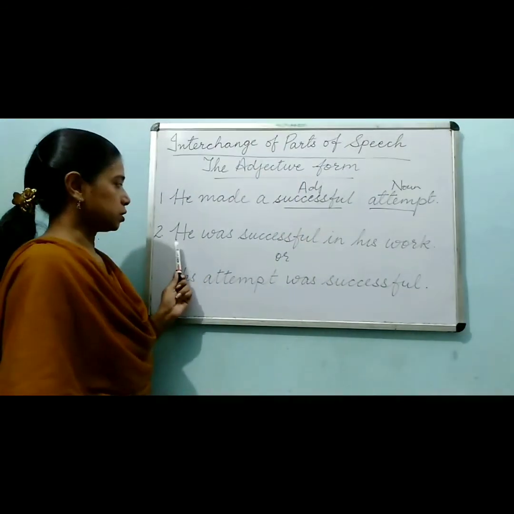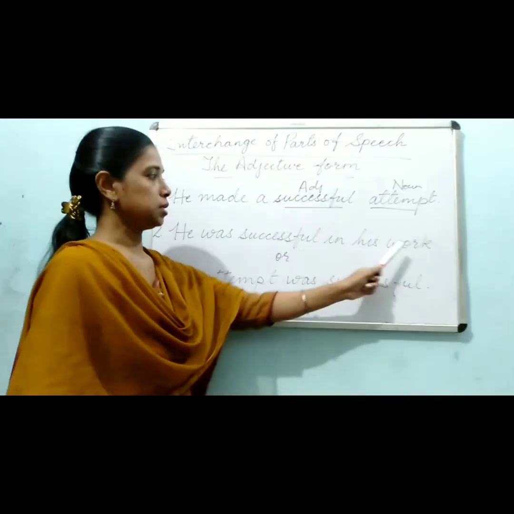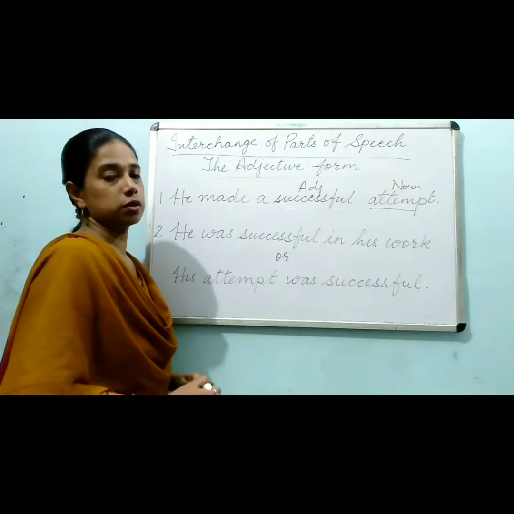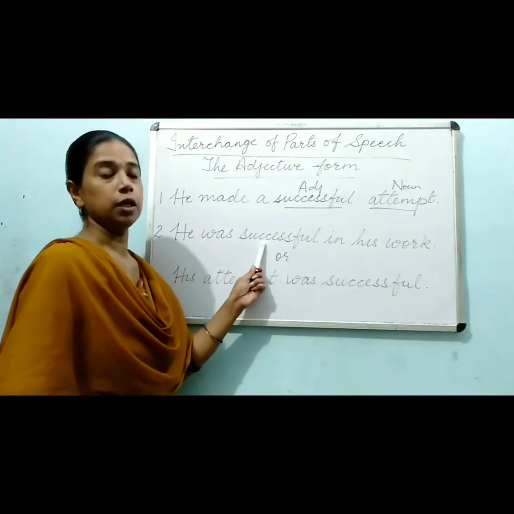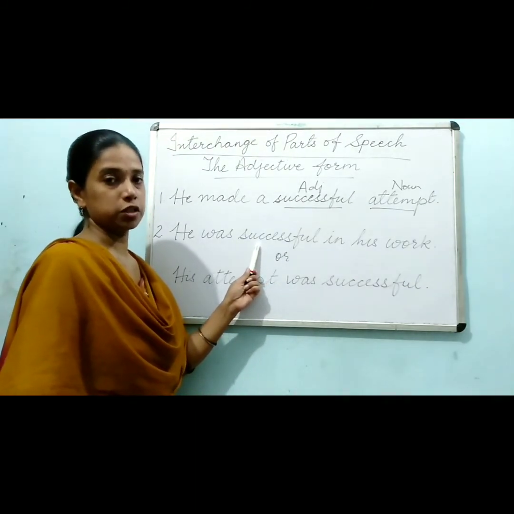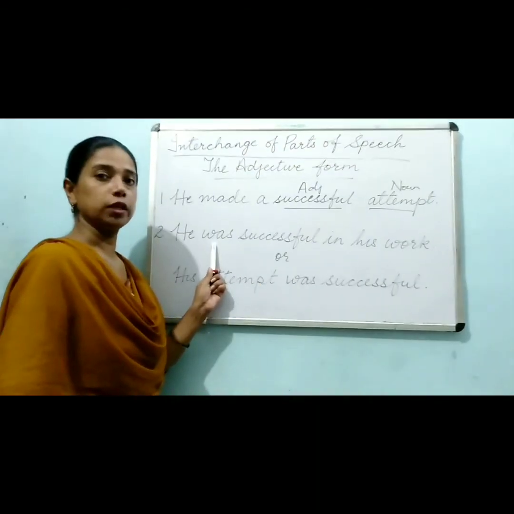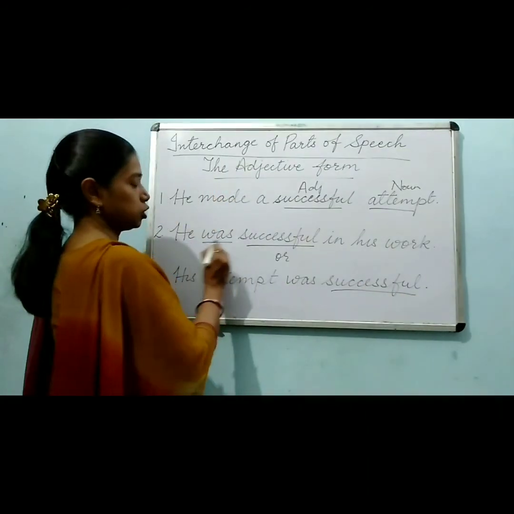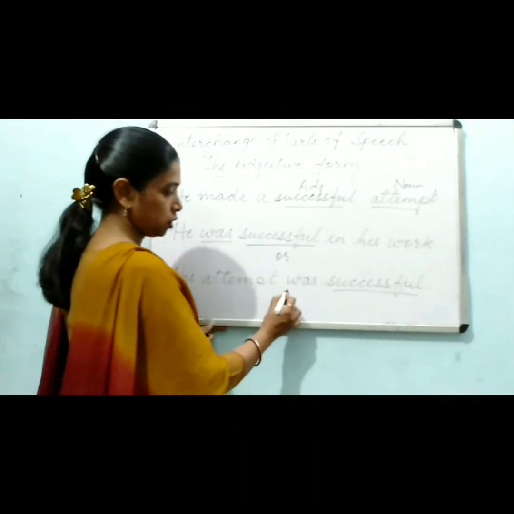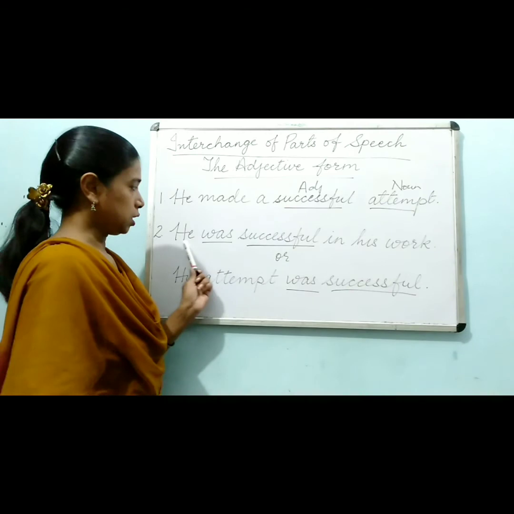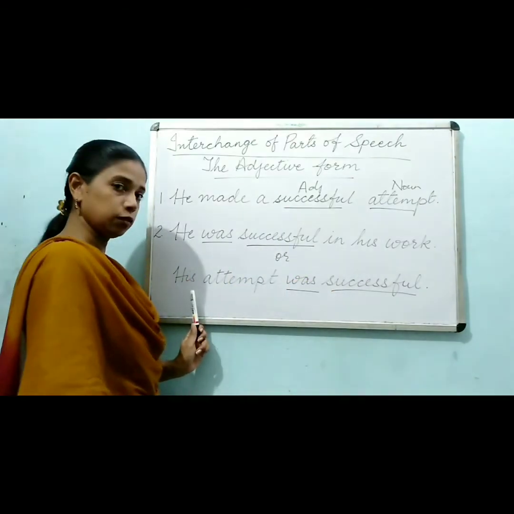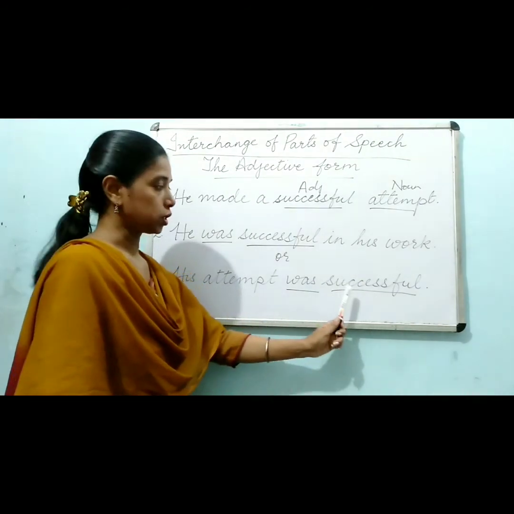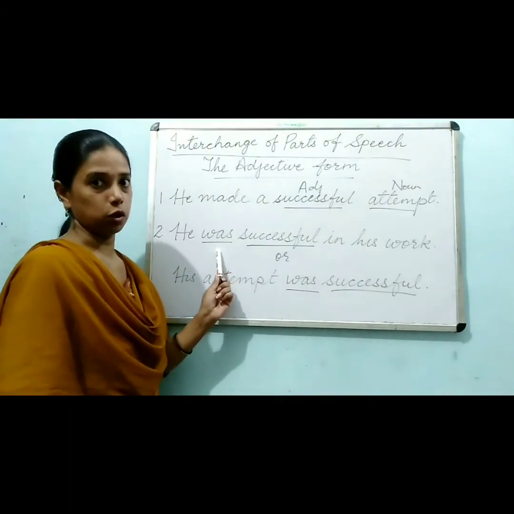Then in the second sentence you can see, he was successful in his work, or his attempt was successful. Here you can see that I have used successful in the predicative position. Predicative position means just after the joining verb. I have used the adjective successful after the joining verb here, was successful. So you can write it in both these ways. He was successful in his work, and the other way of writing this sentence can be, his attempt was successful. So you can use an adjective after a joining verb also.